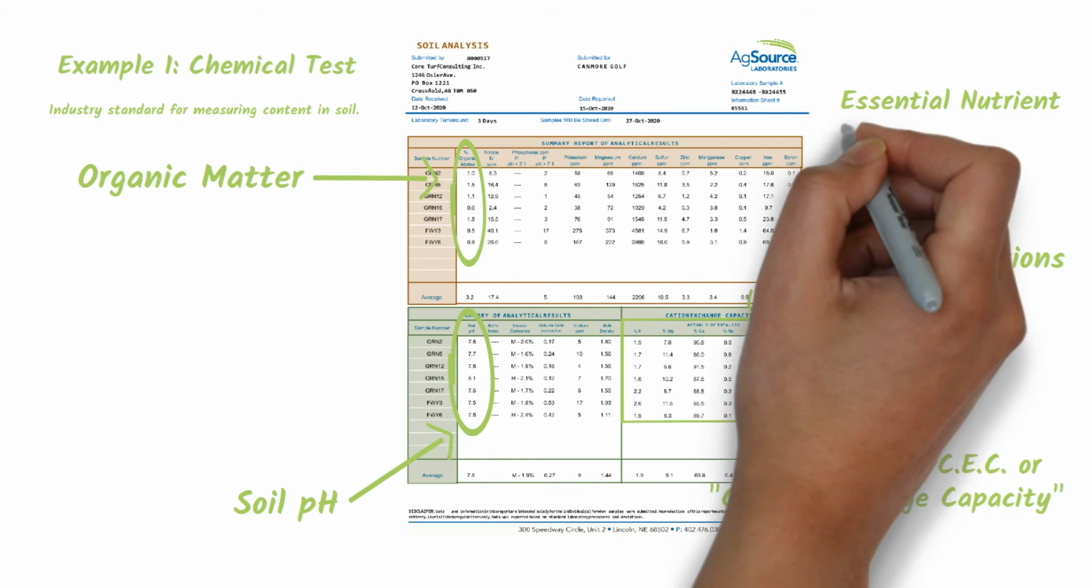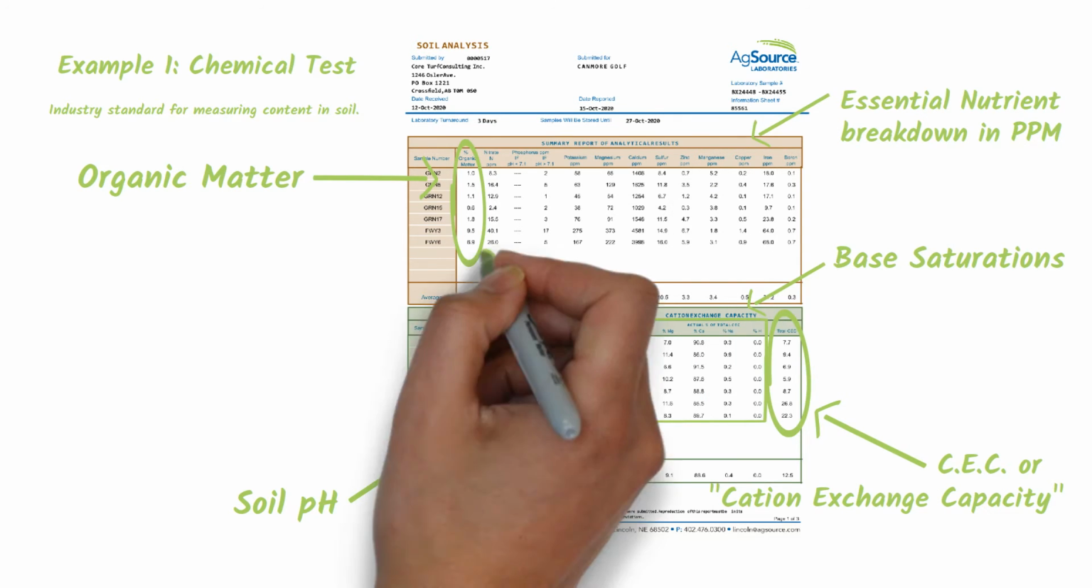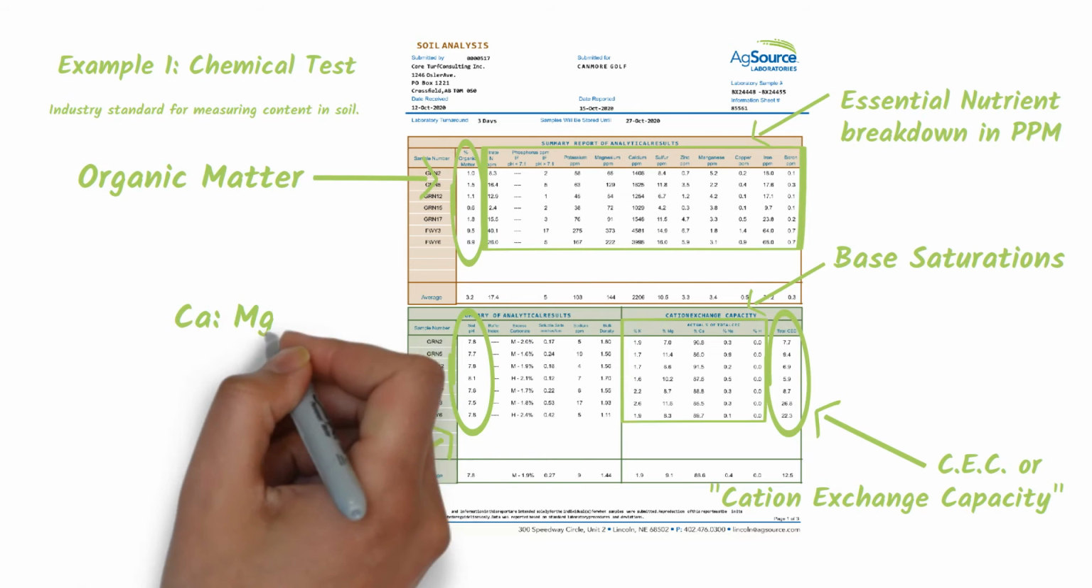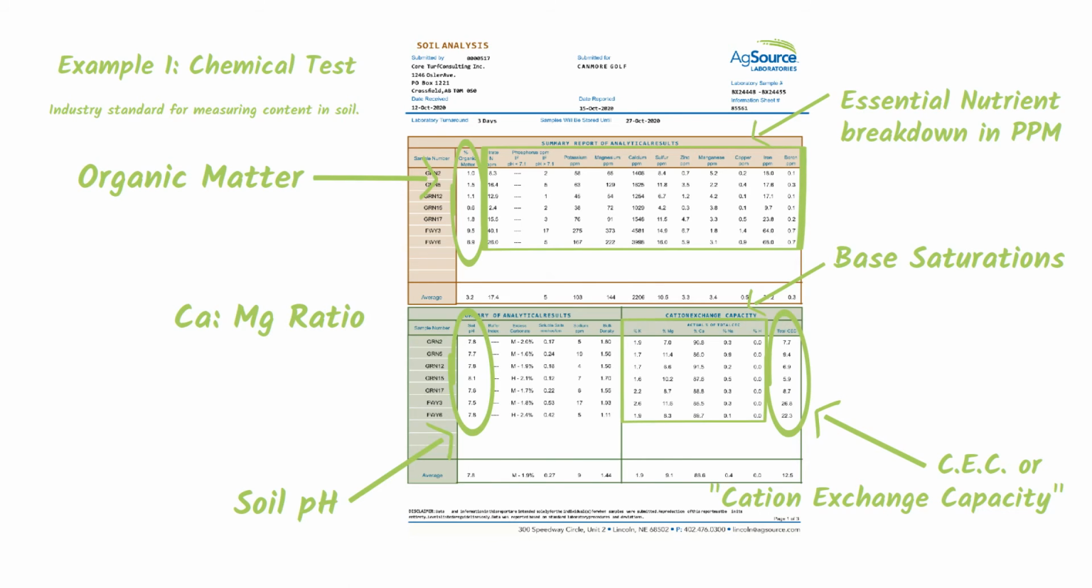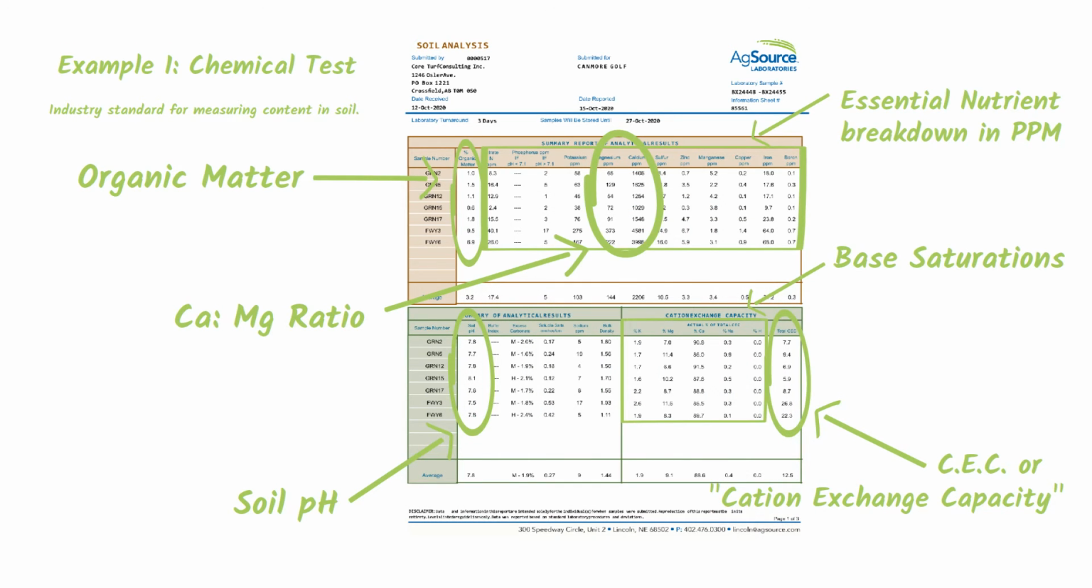This test will also provide the breakdown of all the essential nutrients in parts per million that are in the soil. When we talk about nutrient content in the soil, this is what we're talking about. It literally shows you exactly how much of every nutrient is currently residing in the soil at the time of the test. And then you have your calcium-magnesium ratio, which is going to be important once we start talking about the relationship between these nutrients in the soil and their effects on one another.